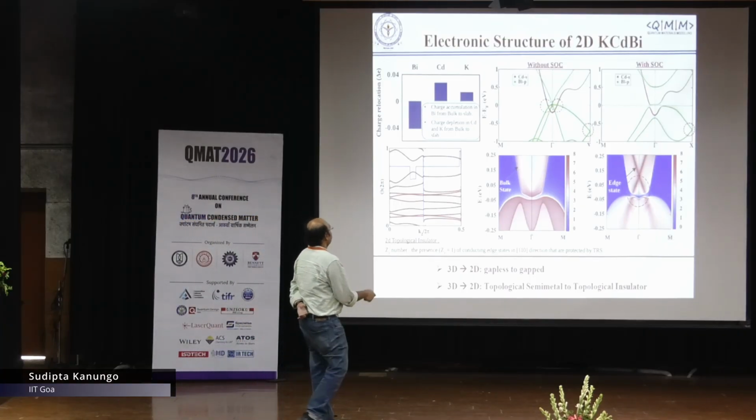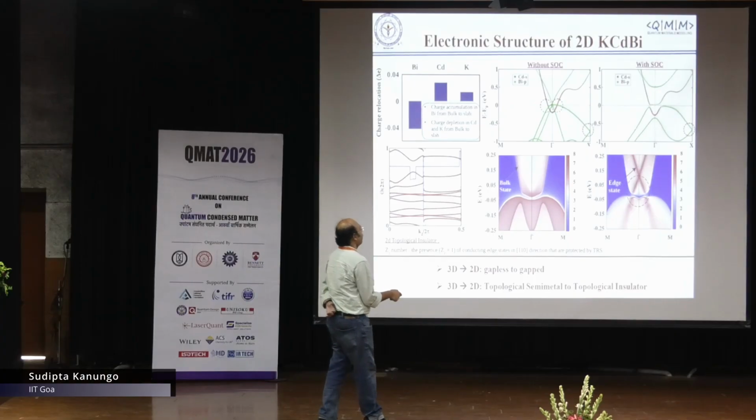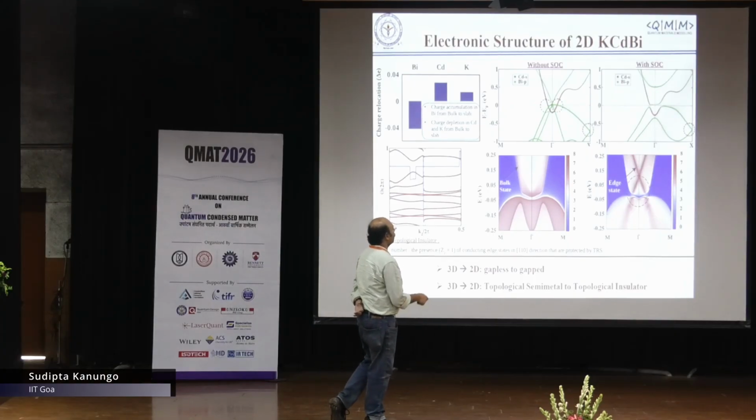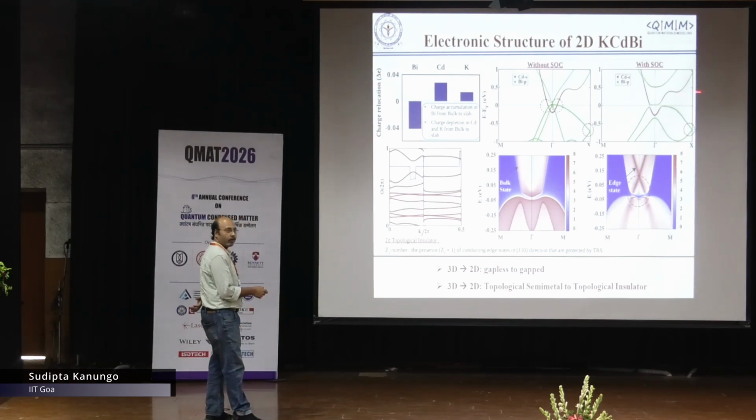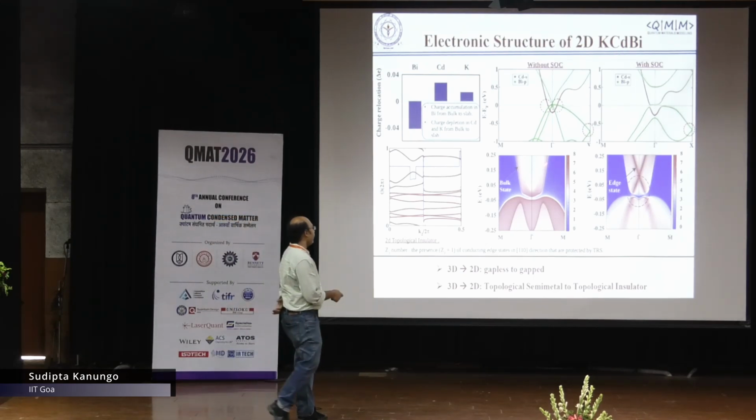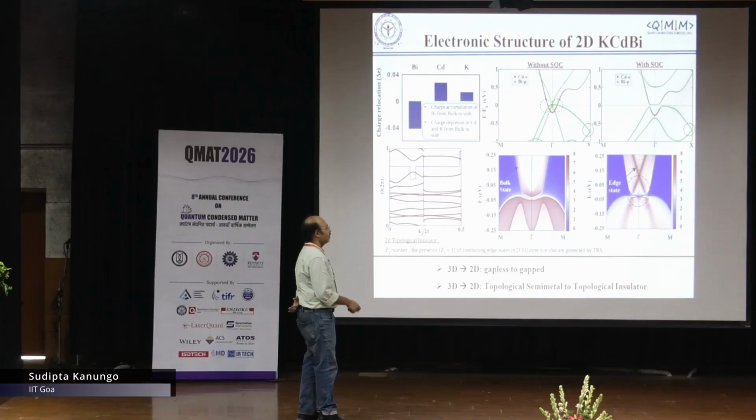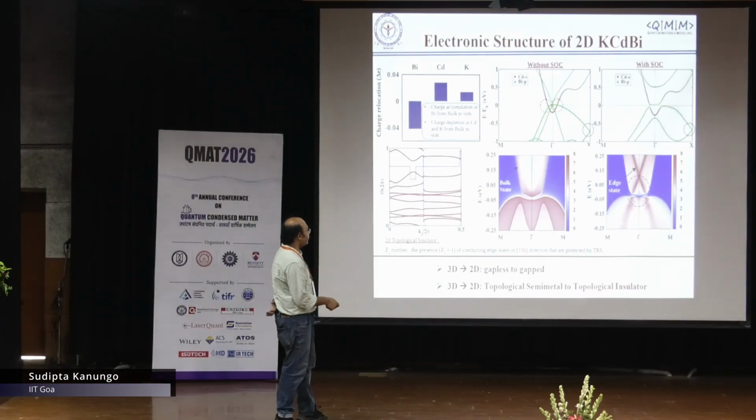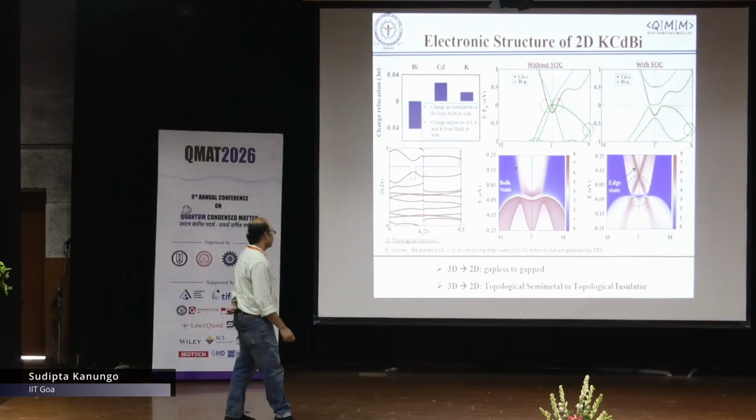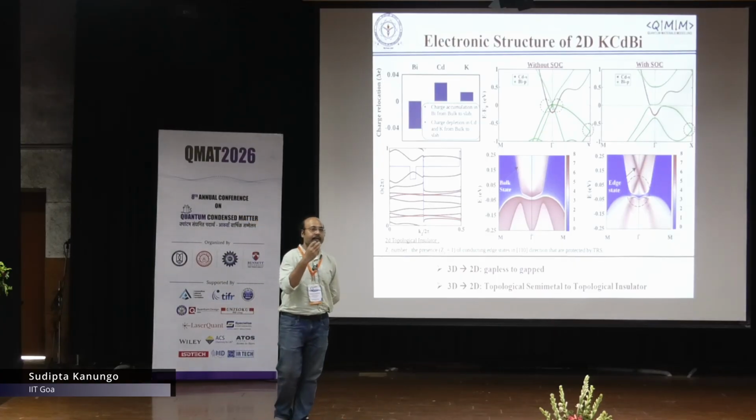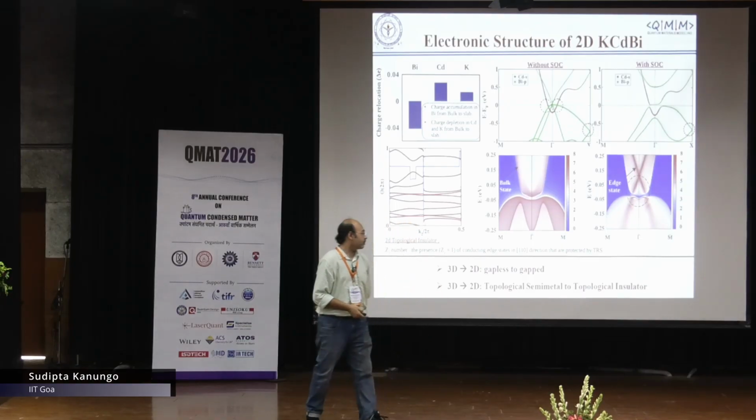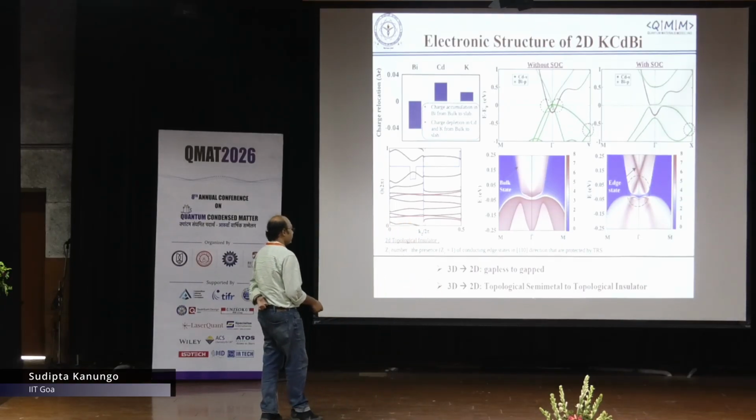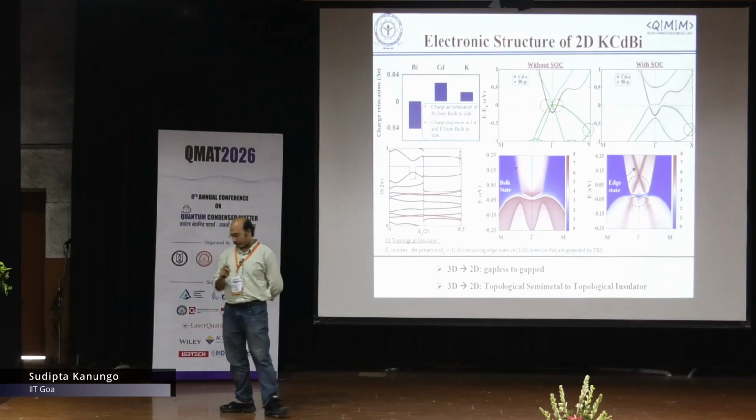Now, what happens to the electronic structure if we make a 2D version of this? If we go to the spin orbit band structure, the important thing is that there is now a gap opening at the Fermi level. And if we characterize the topological phases, indeed we have a topological insulator with a bulk gap and conducting surface states. So if we go from the bulk system to the 2D, I can create a gapless to gapped topological phase, as well as a topological semi-metal to a topological insulator.